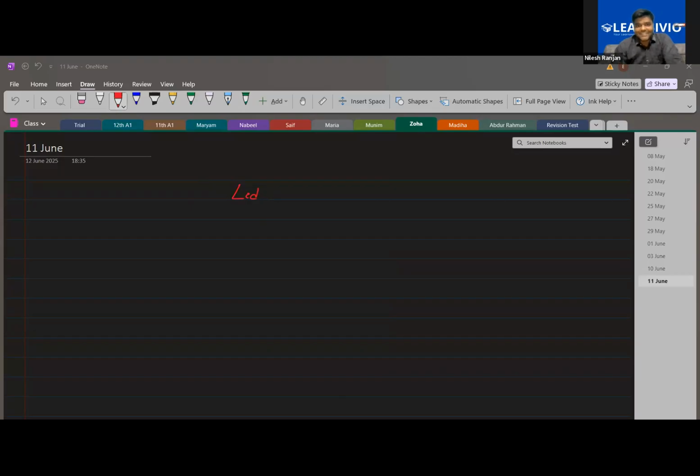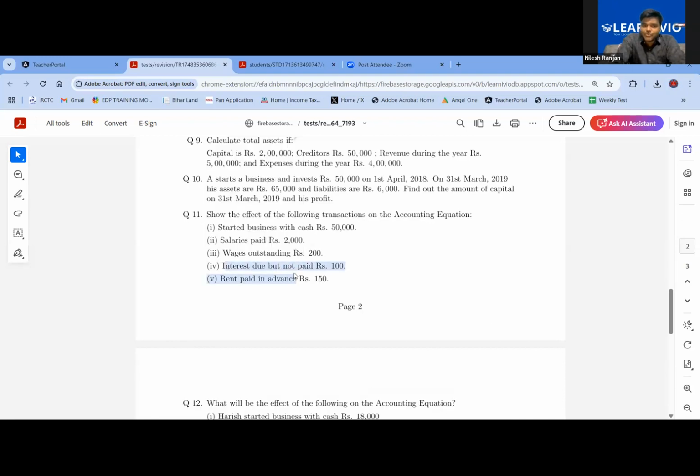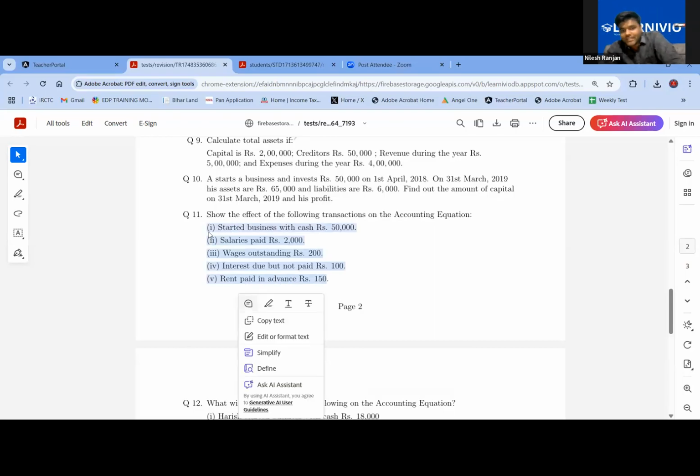There are some questions related to that also. Let me show you. Yes, question number 11. You can see here wages outstanding, then interest due, rent paid in advance. These things I have specially put here so that these types of transactions will be clear before your examination. Actually, these tests are conducted to revise your concept. So if you are having any doubt, then you can ask here in the class.